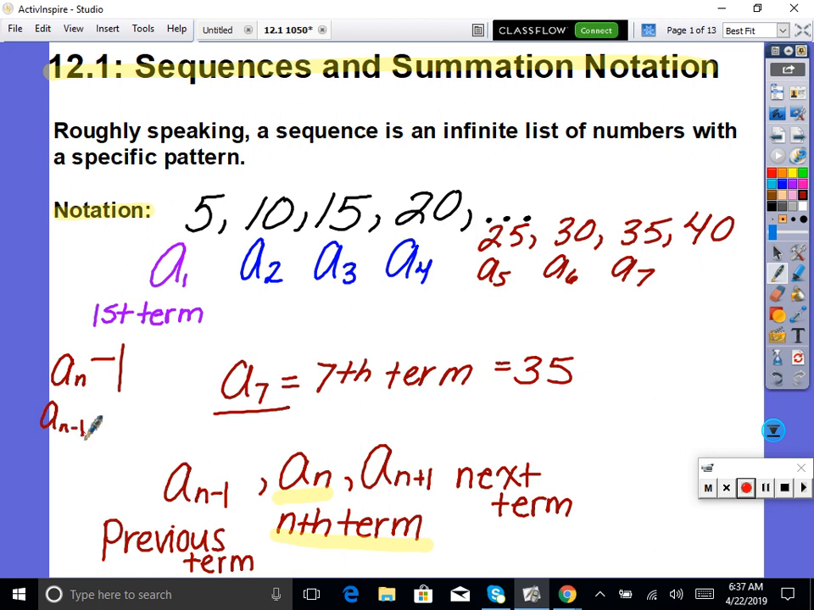So what that literally means, think about it, if a sub n is a sub 7, what would a sub 7 minus 1 be? A sub 6. So you guys see how that literally just means the previous term from a sub n. So that's important to note. Whenever you see a sub n minus 1, that's not actually minusing 1. Anytime I see this, I literally say, we're taking the previous term. That's what that means, super important. And then obviously a sub n plus 1 would be the next term. So just keep that in mind as we go forward.